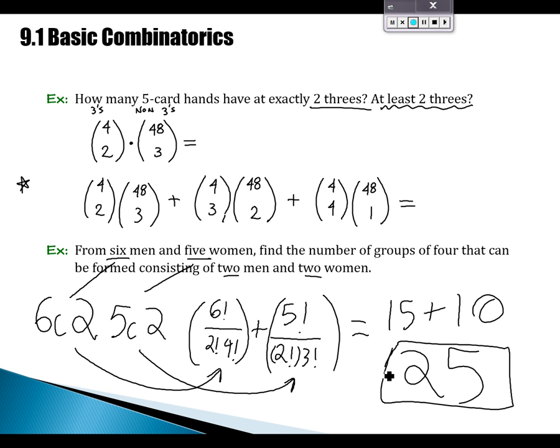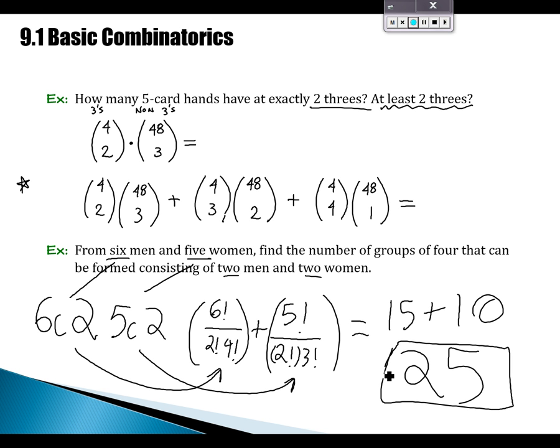Yeah, so again, we want to think, can we phrase it in terms of "for each"? Or can we draw a tree to visualize this? And the answer to both those questions is yes. Let's say it out loud. How many ways are there to pick 2 from 6 men? Do you agree that it's 6 choose 2? Okay, and then the question is, why would you multiply these two?